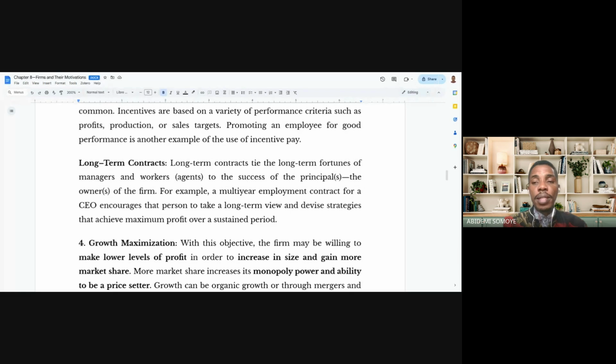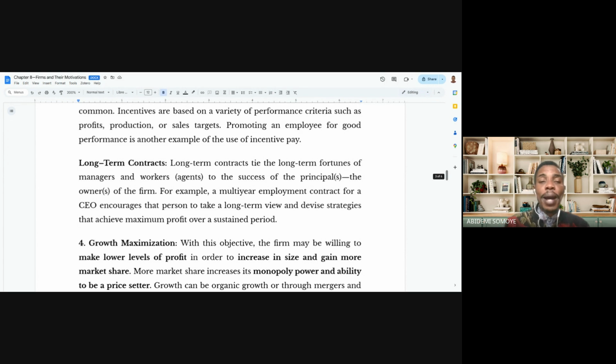You give them incentive pay, you give them long-term contracts, or you make them part owners of the business. In so doing, the managers, or the agents, will know that it might not necessarily be the managers. It can also be the workers. The workers might not feel motivated, so they might use part of the resources of the firm for their own personal benefit, which might not translate into achieving organizational goals or organizational benefit.